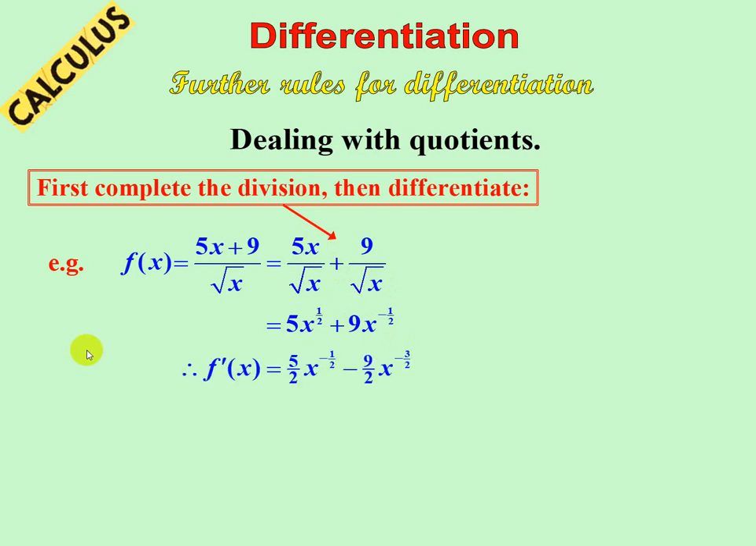Now we can differentiate by normal rules, and write back with positive exponents. If you wrote 2x to the half below and 2x to the 3 over 2 below, you would be fine. That would be full marks.